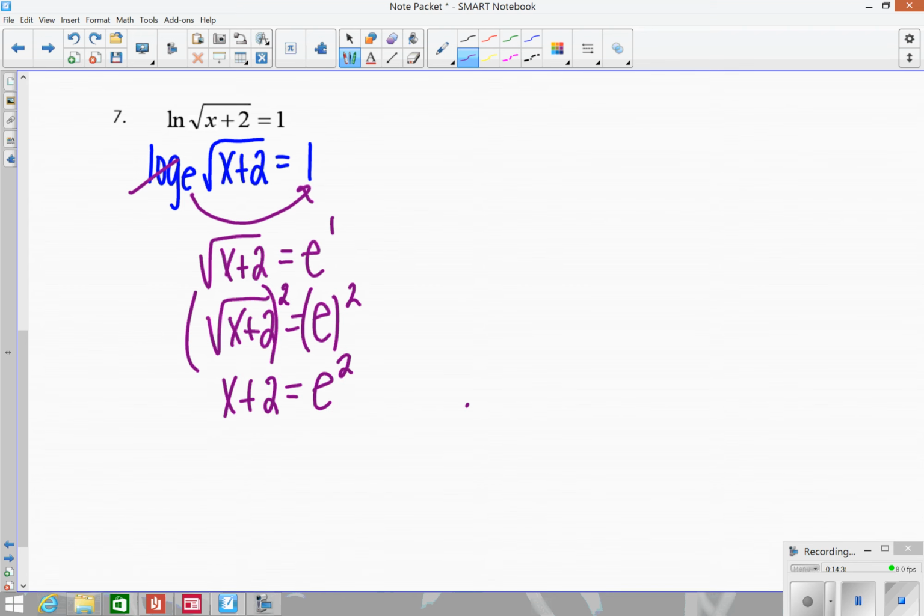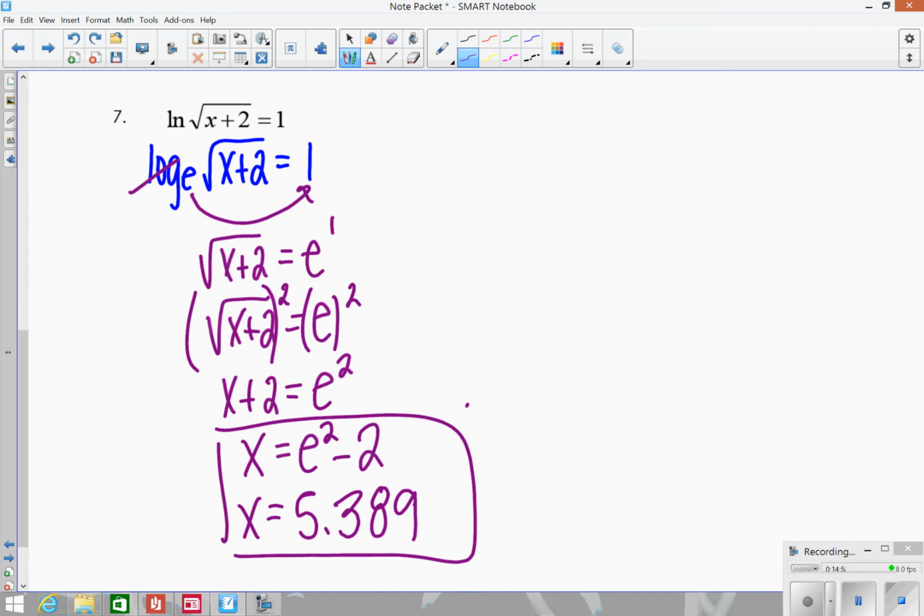I'm not going to put e squared as a decimal. I'm going to leave it as e squared. And then we would subtract 2 from both sides. So you would have this as an answer, or at this stage, if you want to put it in your calculator, you would have to get a decimal, so 5.389, something like that. So either one of those would work as answers. Again, make sure that you check.